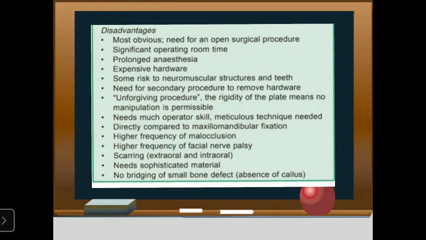Needs much operator skill, meticulous technique needed, directly compared to maxillomandibular fixation, higher frequency of malocclusion, higher frequency of facial nerve palsy, scarring, needs a sophisticated material and no bridging of small bone defect.